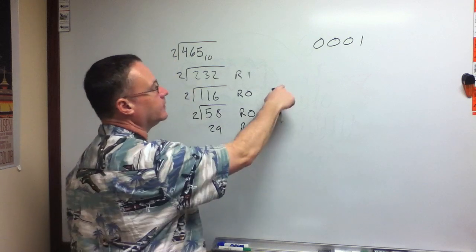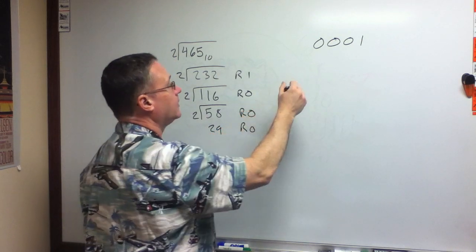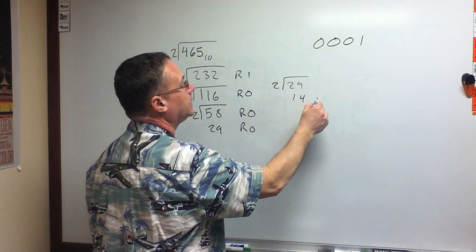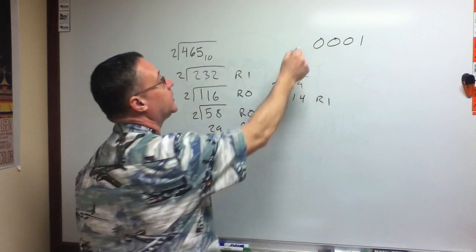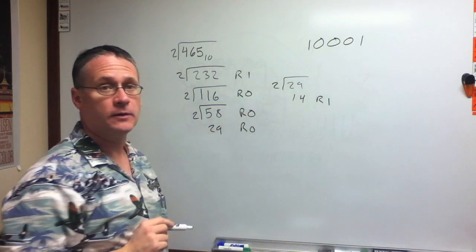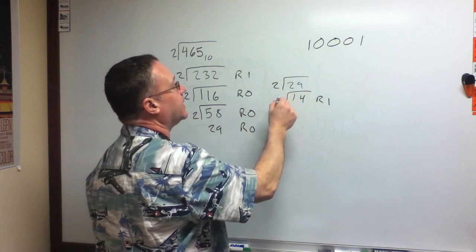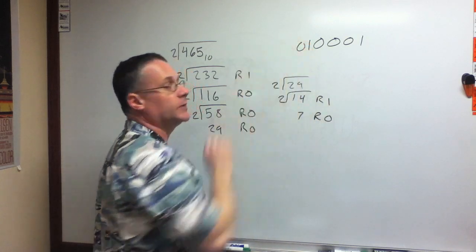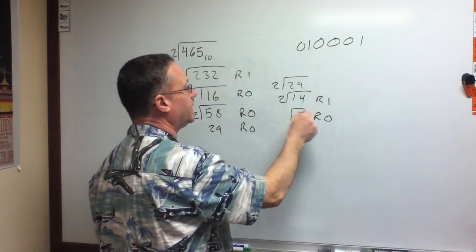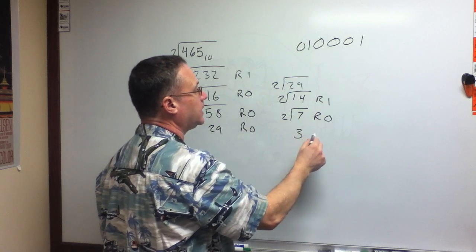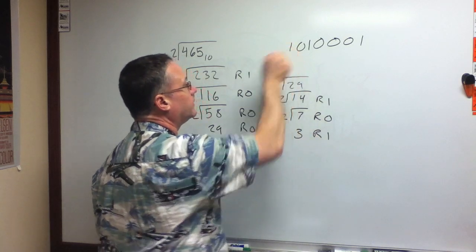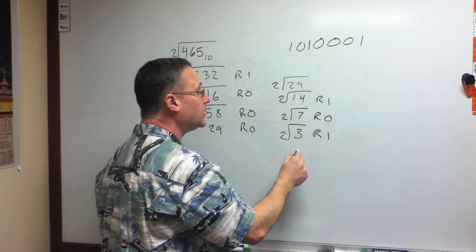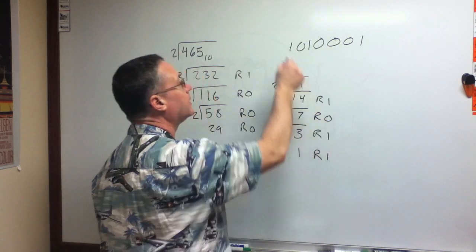Okay, I'm going to move up over here so that we can stay on camera. 29 divided by 2 is 14, remainder 1. And so I have a 1 there. Divide the 14 by 2, 7, remainder 0. Next bit is a 0. Divide the 7 by 2, 3, remainder 1. Goes there. And divide the 3 by 2, 1, remainder 1.